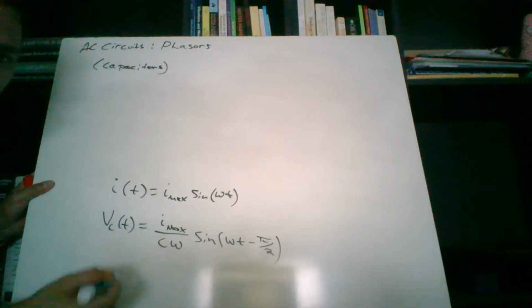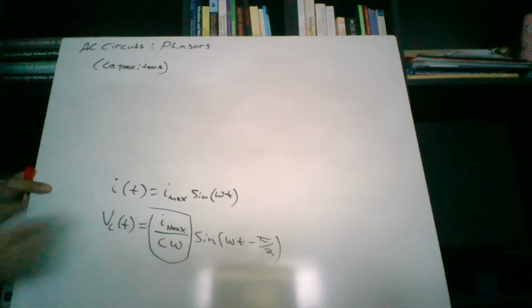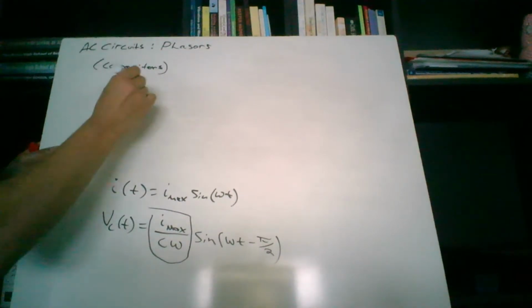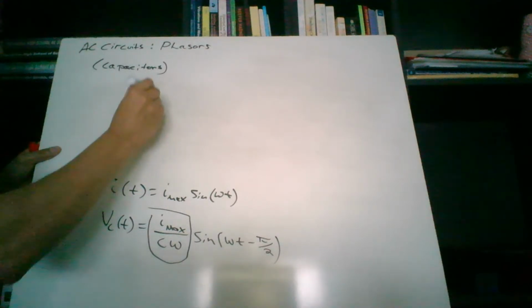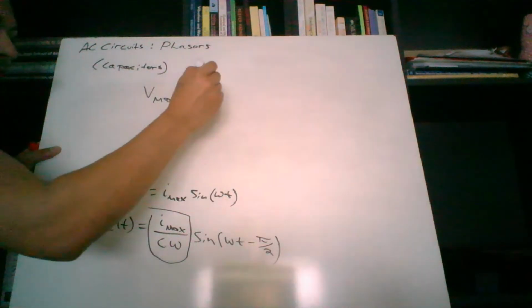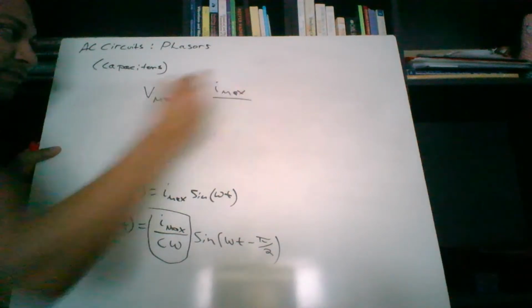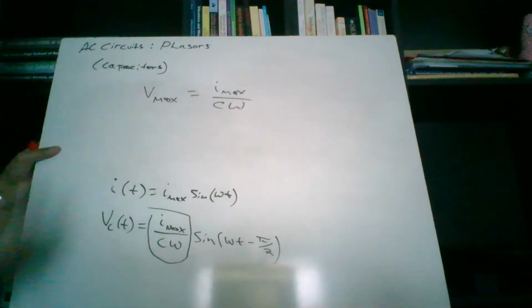Is this term right here in the box the amplitude of the voltage? Would you agree with that? This term right here is the amplitude. We could say that V maximum, that's the amplitude, is equal to I max divided by C times omega, the capacitance times omega.